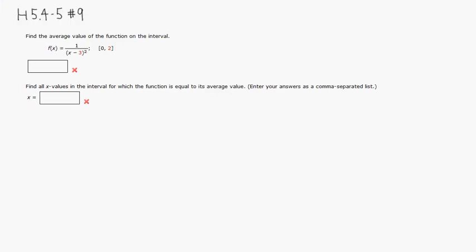Remember that the average can be found by taking the integral from a to b of the function and dividing by the length of the interval, so it's b minus a. So in this case, the average is going to be... the length of the interval is 2 minus 0, which is 2.